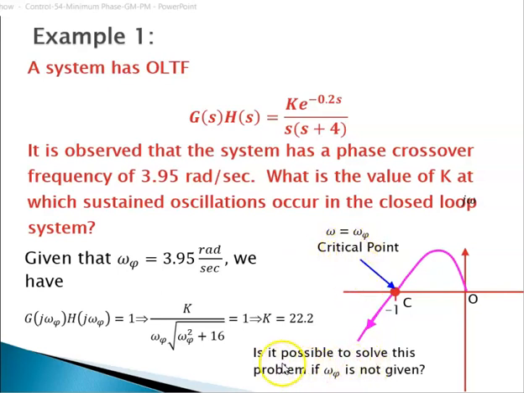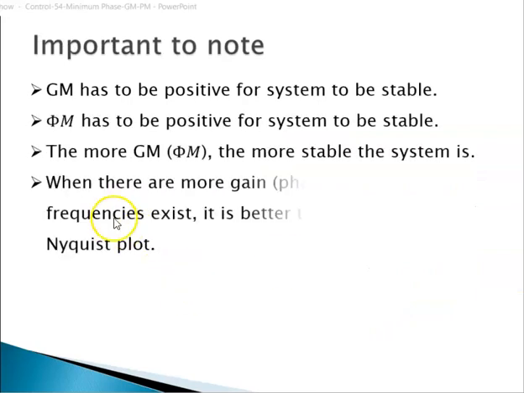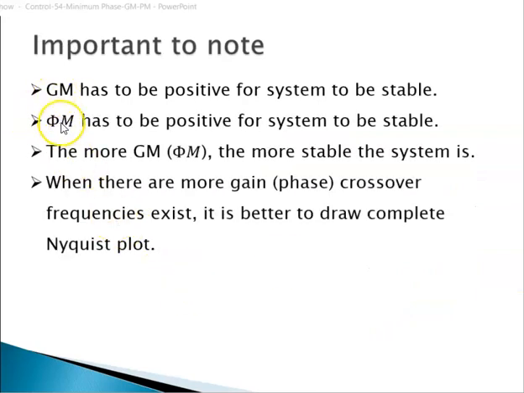A more challenging problem is: is it possible to solve this problem if this ω_φ is not given? That would be very interesting to see. Try it when you're free. So important to note, GM has to be positive and this PM has to be positive. We say the more the GM or PM, the more the stability of the system. Important thing to notice: if there is more than one gain or phase crossover frequency, it is better to draw the complete Nyquist plot and decide.